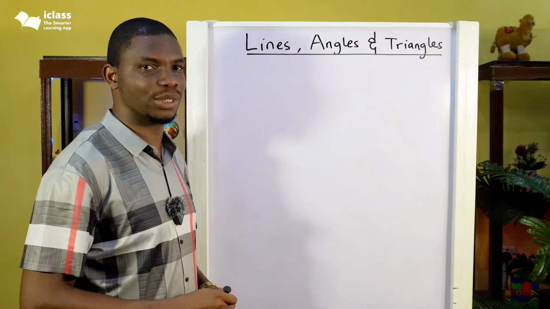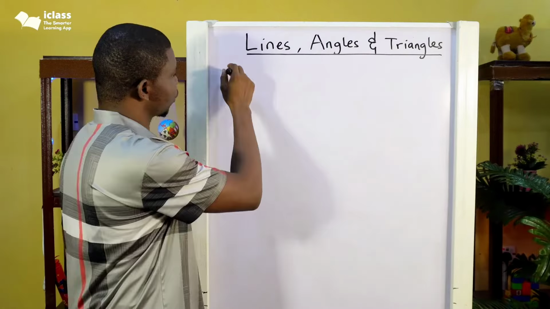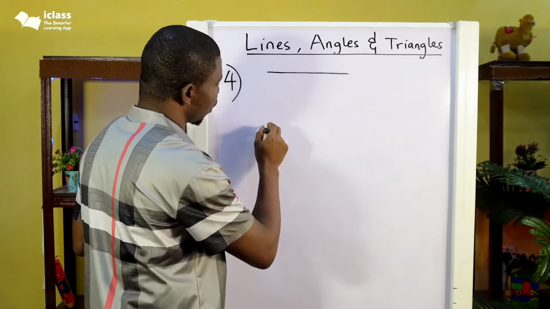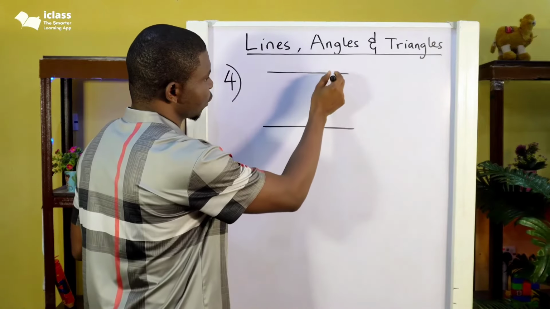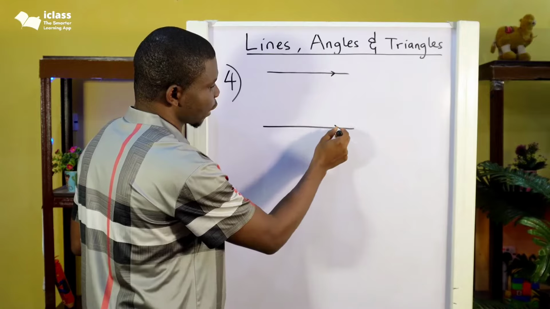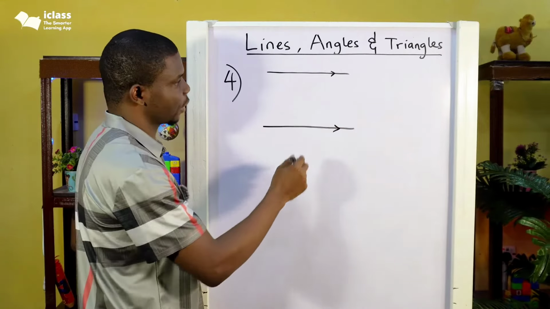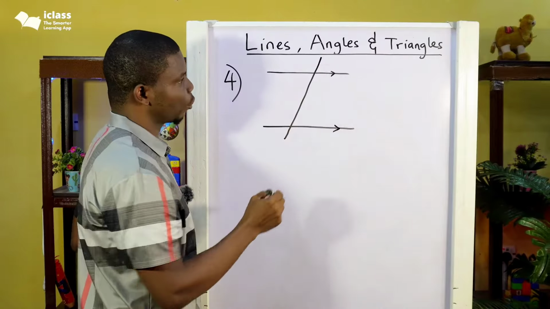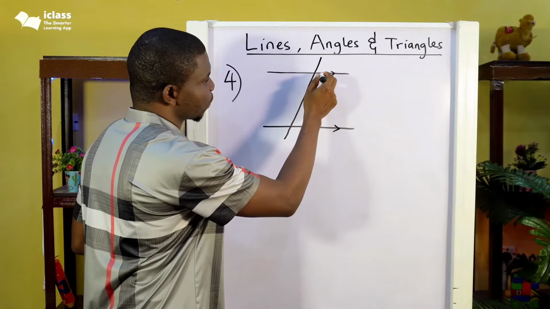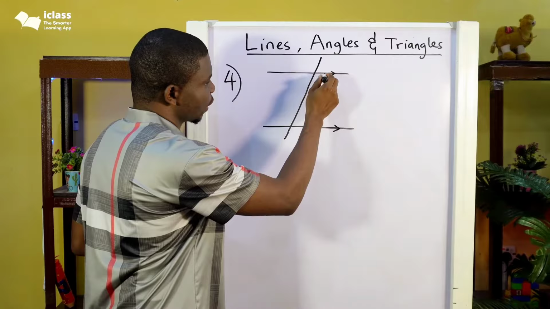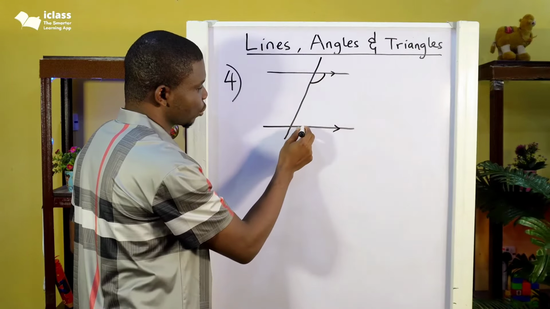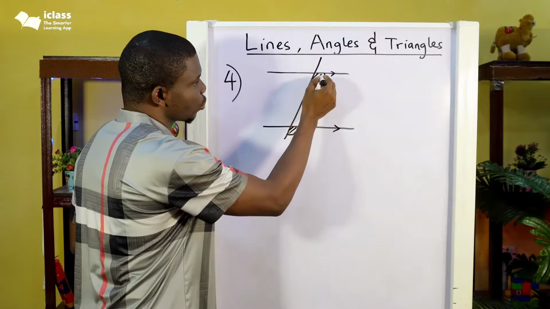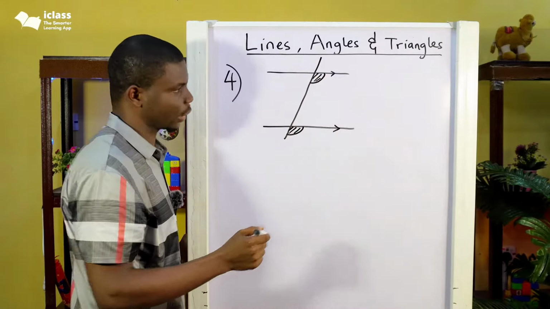Still talking about important geometrical angles. Number 4, I'll talk about angles on parallel lines. So you indicate that two lines are parallel by drawing arrows facing the same direction. So if I have a transversal, then I form what we call corresponding angles. So this here corresponds to this angle. Okay? So these two are called corresponding angles and they are equal.